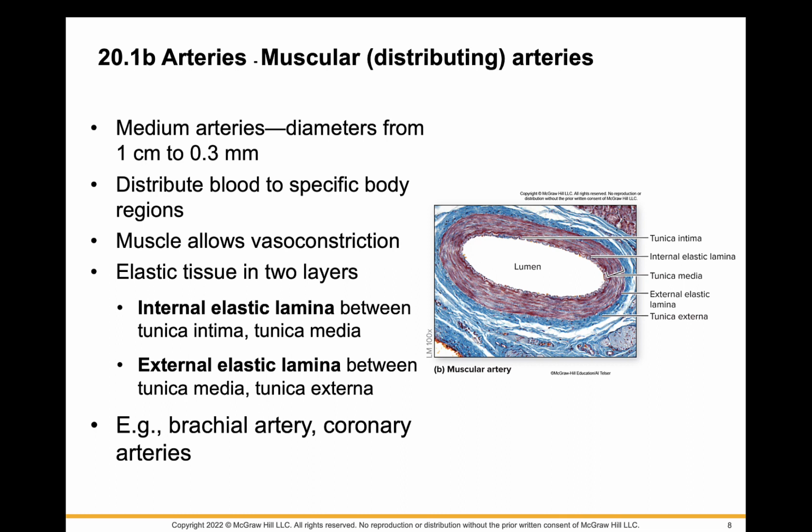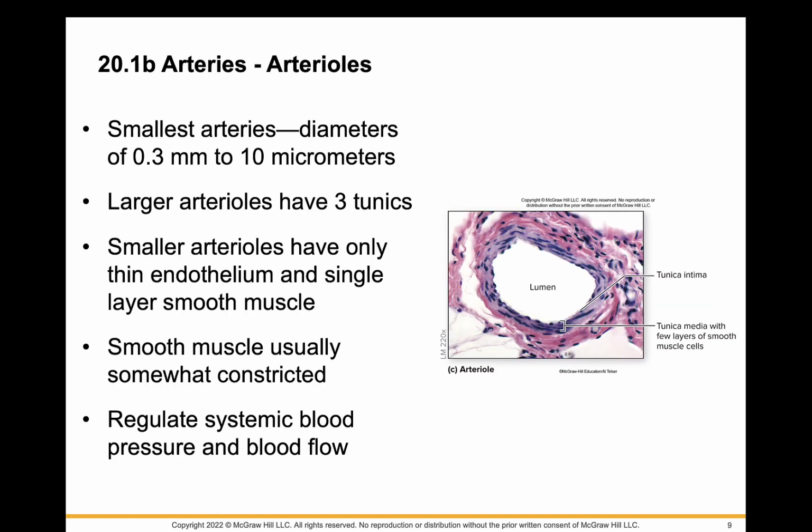The next group are muscular or distributing arteries. These are what we consider to be typically our named arteries. They are medium in size, and their role is to actually distribute blood to specific regions of the body. And these are going to allow for vasoconstriction. Okay, that's going to be an important thing to keep in mind. And when we look at examples of these types of vessels, think about the brachial artery, our coronary arteries, the femoral artery. Those are all examples of these muscular or distributing arteries.